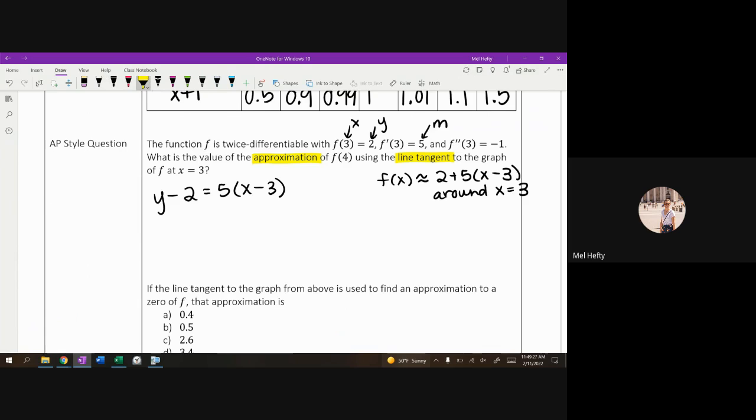Notice the number they're having us plug in. What number are we going to plug in? What are we trying to approximate? F of 4. So they're going to have me plug in x equals 4. That's pretty close to 3. It's all relative, so we don't know what this function is doing. It might be providing a good approximation, it might be not, but that's relatively close to 3.